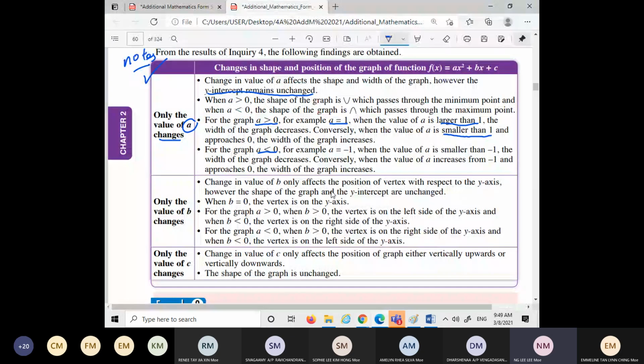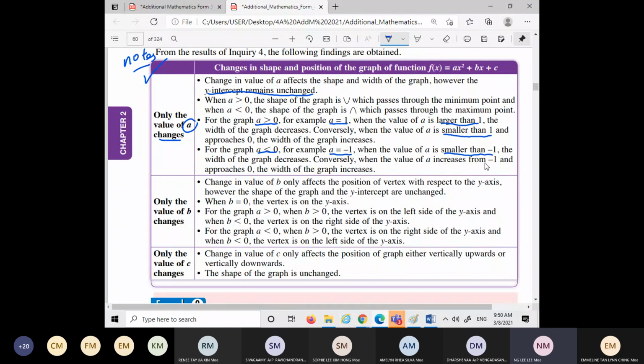Okay, so this is the meaning. Last dot already. Not too lengthy, huh? For the graph where y is smaller than 0, it is a sad face. Same thing, they set a reference point when A equals -1. Then we want to see when A is smaller than -1, the graph also becomes thinner. When A is bigger than -1, increasing from -1 and approaching 0, the width of the graph increases.